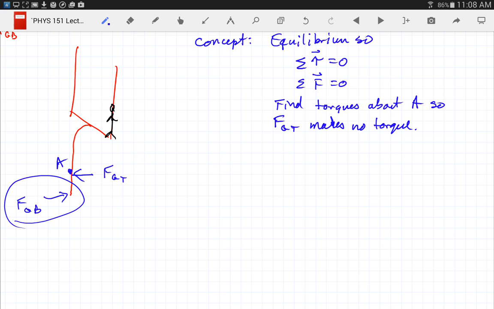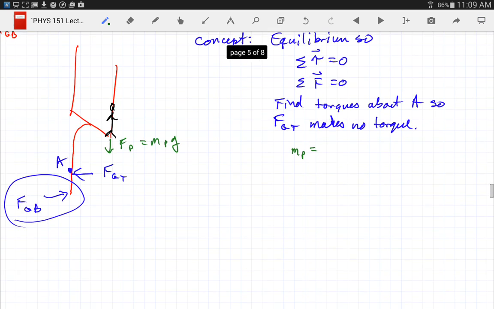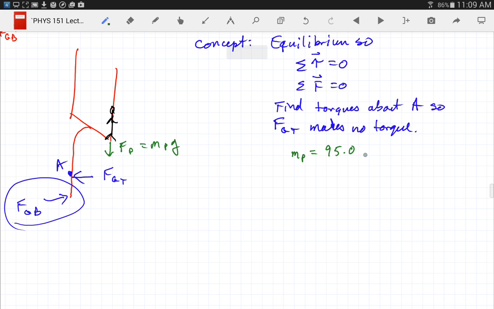Now, there are more things I need to do now that I've set that forward. Specifically, two things. The first one is more obvious than the second. What's the first thing you think I should do, Anne? Yes, find the force of the person. Thank you. Force of the person is equal to the mass of the person times g, and the mass of the person was given in the problem. We had mass of the person equals, I think it was 95.0, wasn't it? Yeah. 95.0 kilograms.